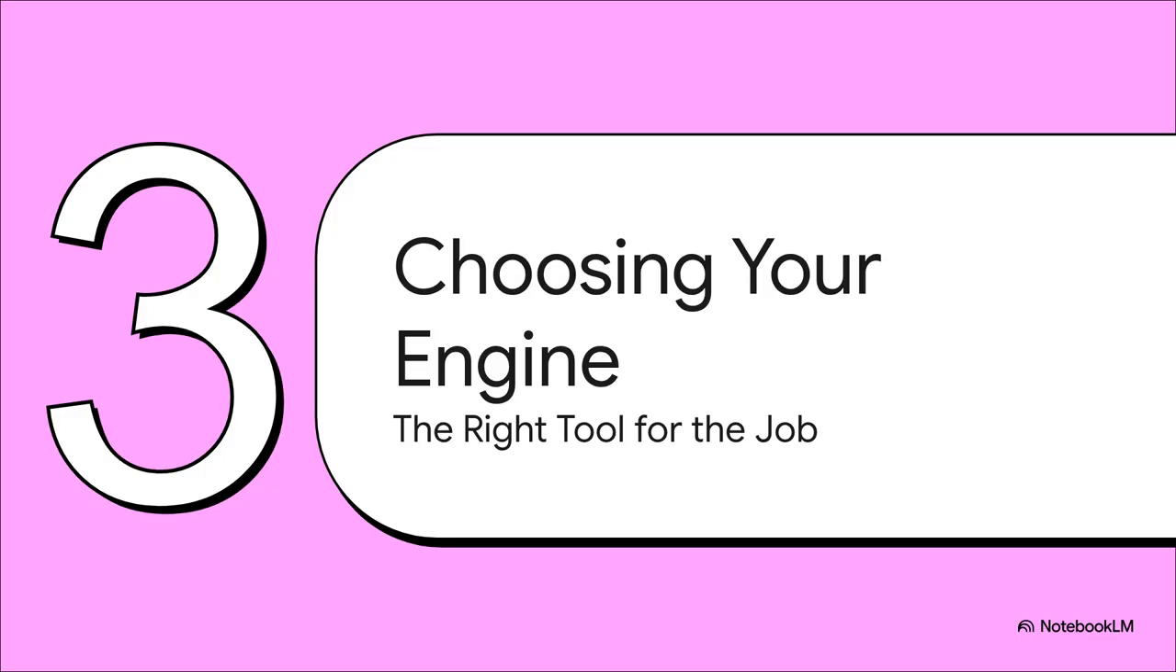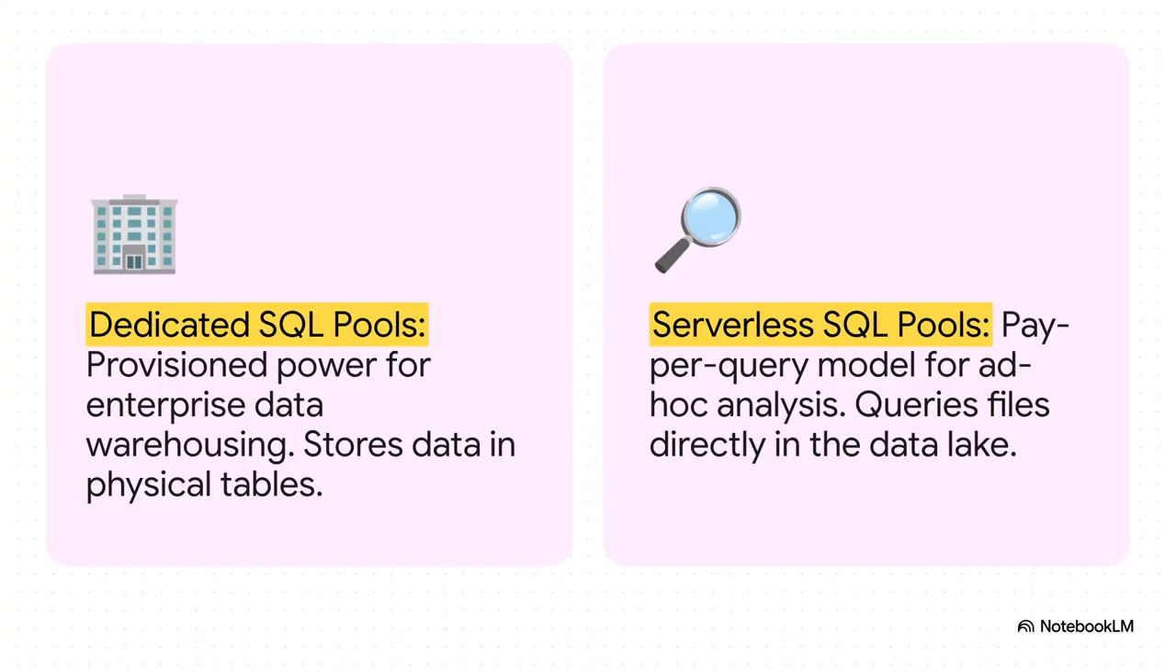Okay, this is where Synapse gets really powerful. It gets that you don't use a hammer for every single job. So instead of one size fits all, it gives you a choice of specialized engines, so you can pick the perfect tool for whatever you're trying to do. For SQL, you've got two main flavors. First, there are dedicated SQL pools. This is your classic high-octane enterprise data warehouse. You decide how much power you need up front, which gives you really predictable performance and costs.